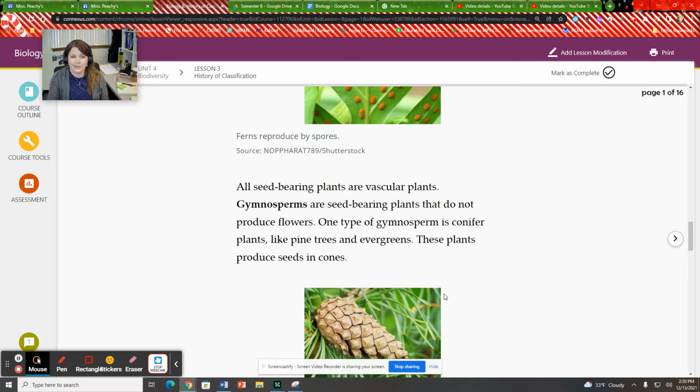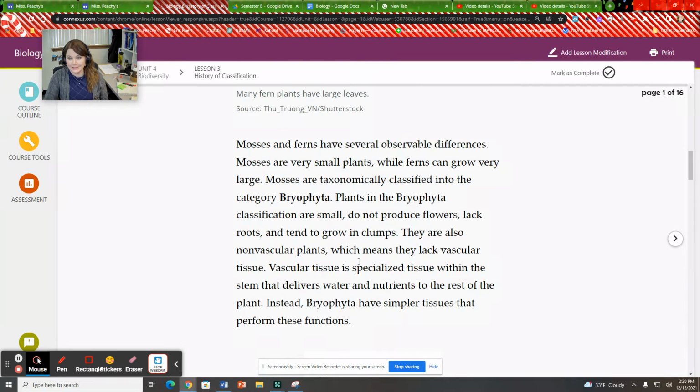Okay, so we have our two main groups: vascular plants and non-vascular plants. Vascular means that these plants have tissues within them that allow for the transportation of water and nutrients throughout the plant. They're vessels of a sort. Xylem and phloem is the name of the tissue. These are specialized tissues. This allows the plants generally to be larger because they can move material around their bodies and they can grow bigger.